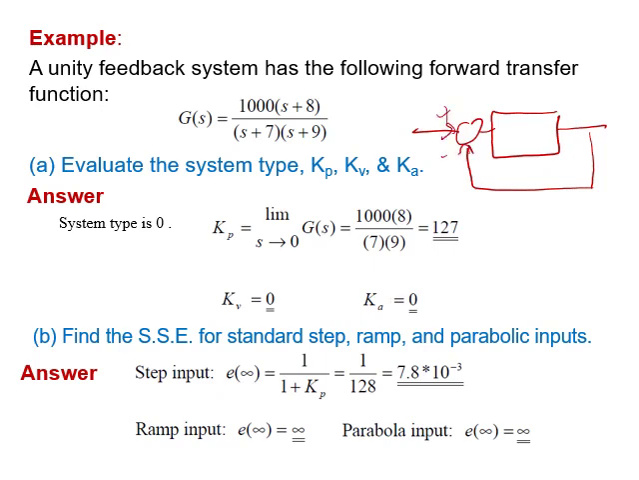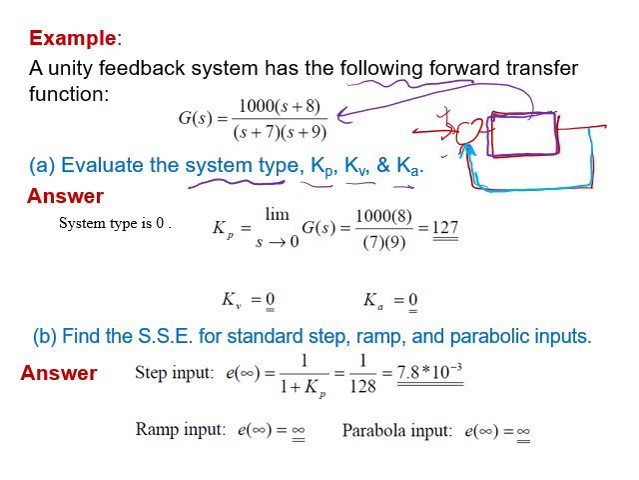What is the meaning of unity feedback? Because this line is unity. There is no transfer function, it's only one. That's why we call it unity feedback. The other point, when he says the feed forward transfer function, he means this block, which is G(s) equal to this value. If the case is like this, he said we want to evaluate Kp, Kv, and Ka with the system type. Also, we want the system type.